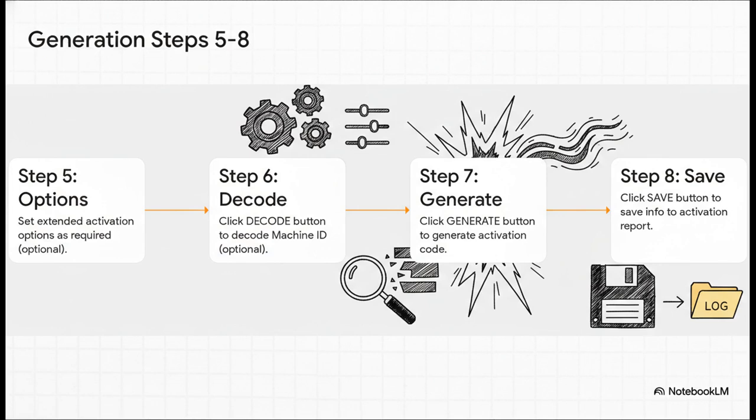So to wrap it up, you'll set any of those extended options you need. You can optionally decode the machine ID just to make sure it's valid, and then you click Generate. And then, and this is the part you can't forget, click Save. This logs everything to your activation report.